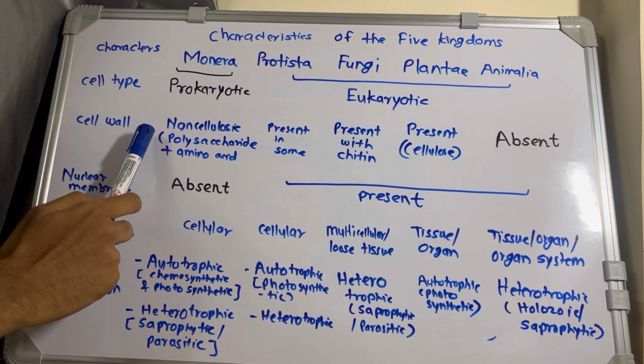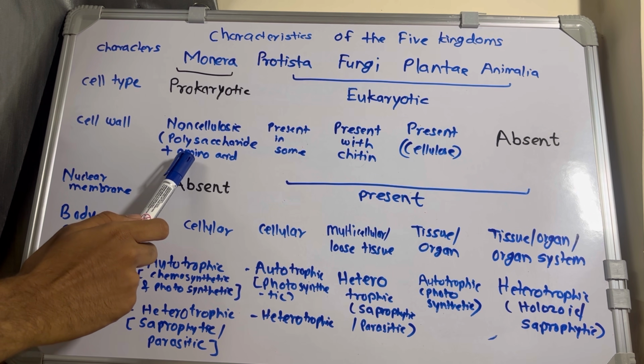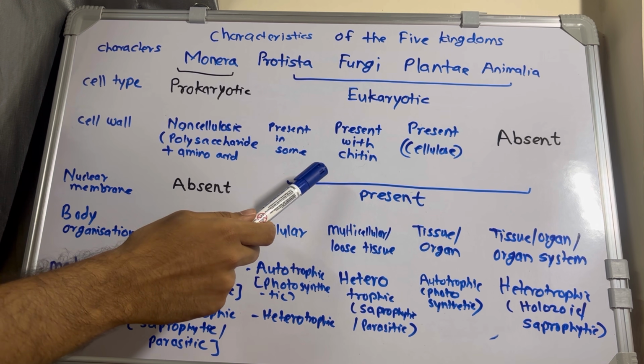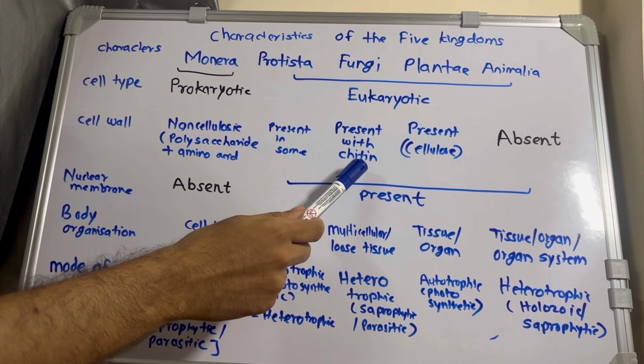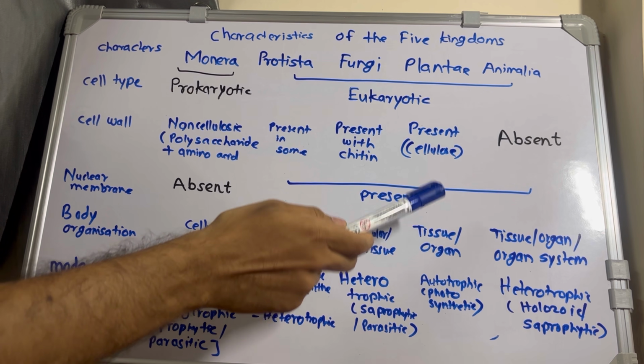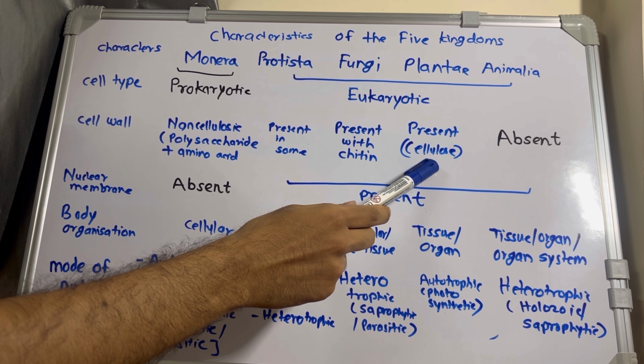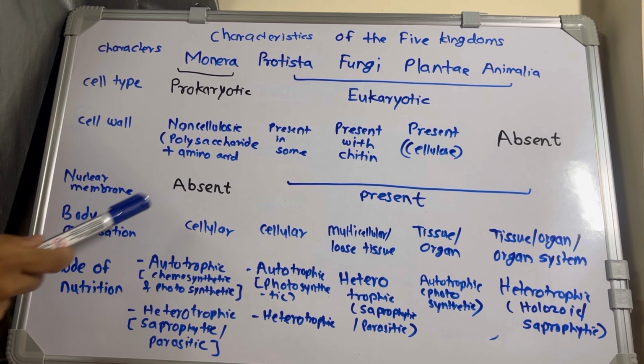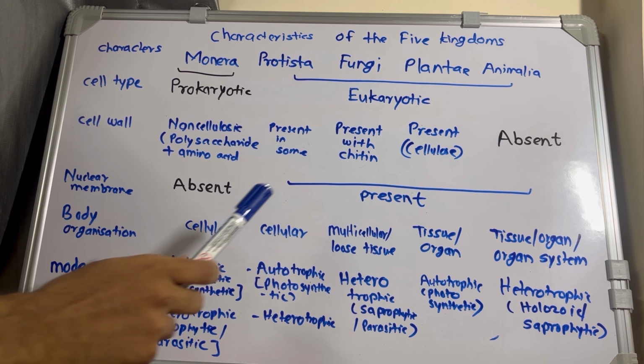In Monera it is non-cellulosic, that is it is made up of polysaccharide plus amino acid. In Protista it is present in some. In fungi it is present but it is made up of chitin. In Plantae it is made up of cellulose. In Animalia it is absent. Now nuclear membrane, again it is absent in Monera and present in all the four remaining kingdoms.